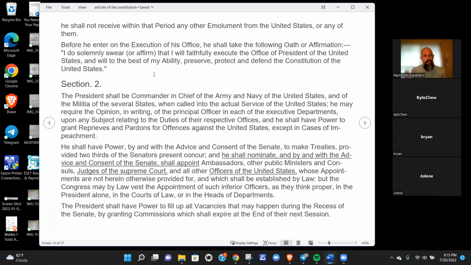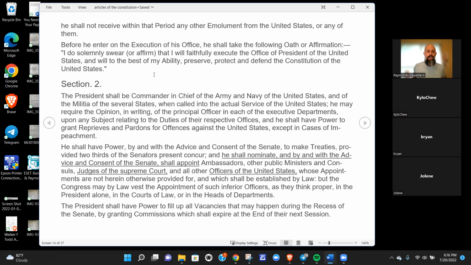Okay, Article 2, Section 2. The president shall be commander-in-chief of the Army and Navy of the United States and of the militia of the several states, when called into the actual service of the United States. He may require the opinion in writing of the principal officer in each of the executive departments upon any subject relating to the duties of their respective offices. And he shall have power to grant reprieves and pardons for offenses against the United States, except in cases of impeachment. Does that make sense? The president can't keep somebody from being impeached.